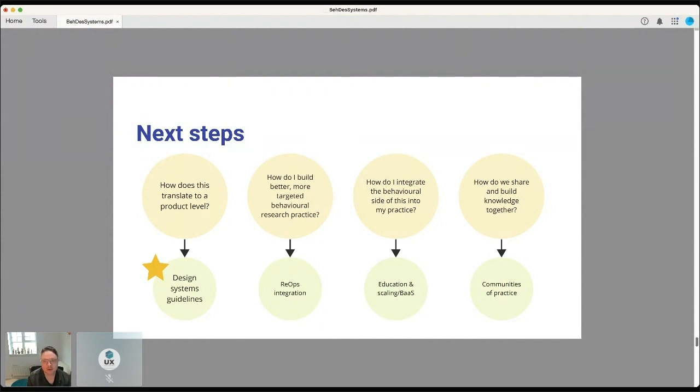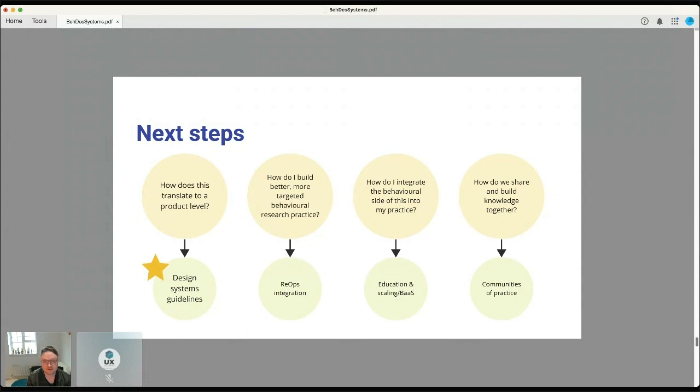Again, this is not about stealing some nudge principles off the internet, like the reciprocity effect or some other classic economic principles, and whacking them in there. This is not about that. This is taking more of a robust approach. How do I build better, more targeted behavioral research practice? Well, that's a really good question for me personally.